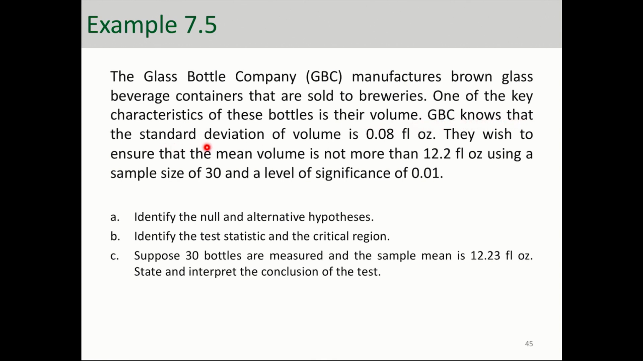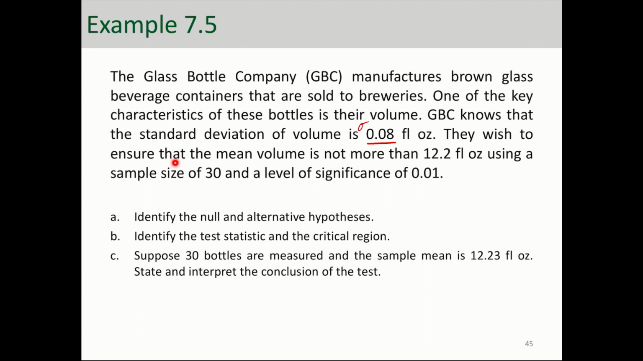GBC knows that the standard deviation of volume is 0.08 ounce. They wish to ensure that the mean volume is not more than 12.2 ounce, using a sample size of 30 and a level of significance of 0.01. So let's dissect this problem by determining the given information here. First, it says the standard deviation of the volume is 0.08. So that is basically the sigma, the standard deviation of this population of bottles.